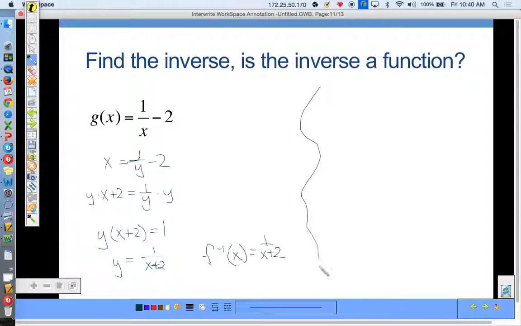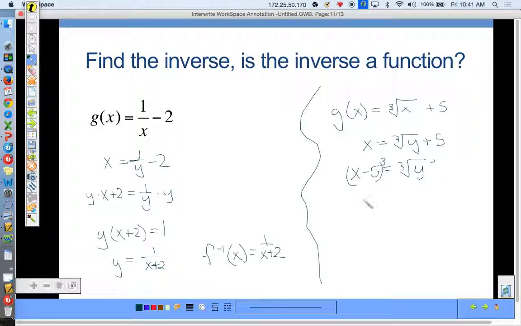And the third type, just as a reminder, let's say we had g of x equals the cubed root of x plus 5. So we switch our x and y. x equals the cubed root of y plus 5. Subtract our 5. And then hopefully you remember, to get rid of a cubed root, you raise it to the power of 3. So we have x minus 5 to the third equals y.